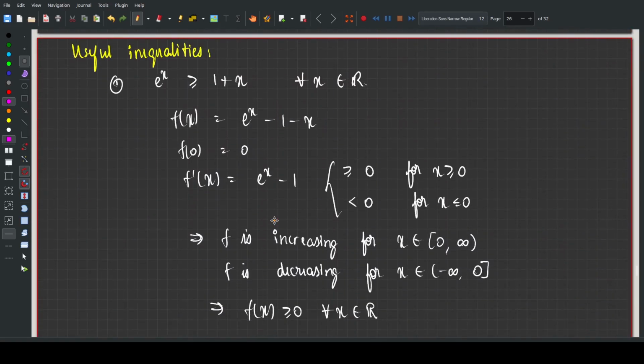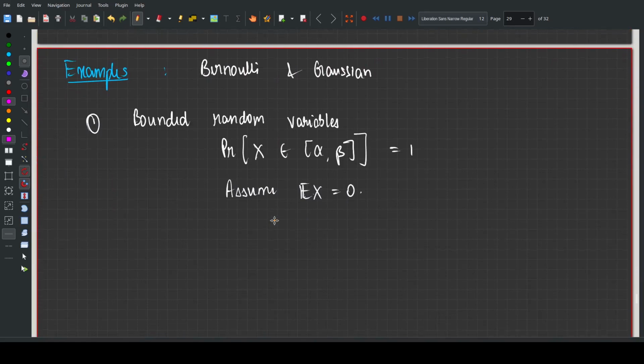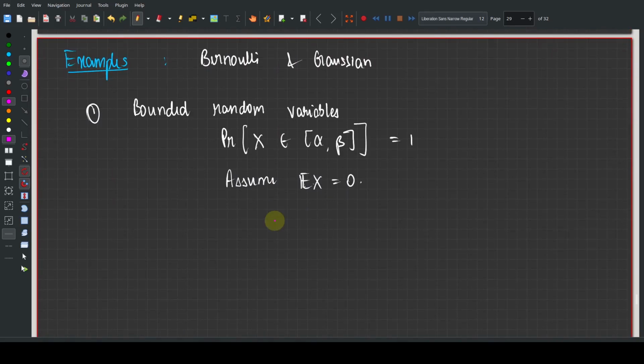Now, there were some inequalities that I used in between without giving a proof. The notes contain the proofs of some of these inequalities. I will leave you to go through it. But now let's look at some examples of subgaussian distributions. We've already seen that the Bernoulli distribution and the Gaussian distributions are subgaussian. The Gaussian, of course, trivially. And Bernoulli as well, we saw that the Bernoulli random variable is also subgaussian.